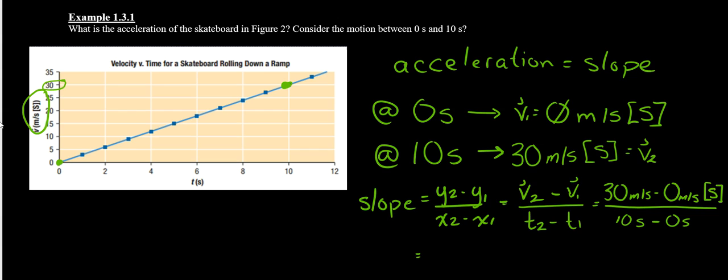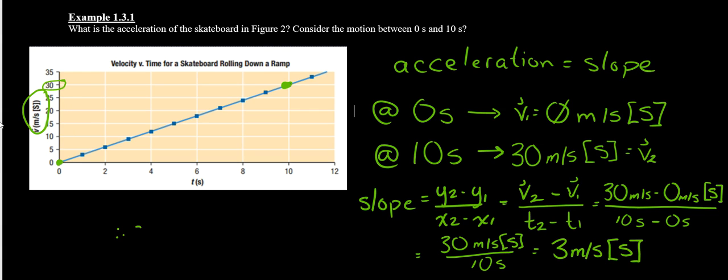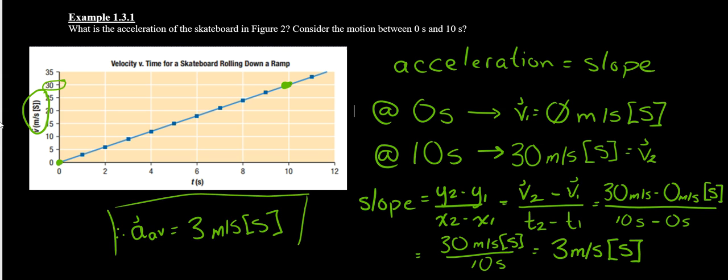That gives us 30 meters per second south divided by that total time of 10 seconds. So our average acceleration over that time is 3 meters per second south. You'll notice that the sig figs in this graph are only 1, so therefore our acceleration over the time of 0 to 10 seconds is 3 meters per second in the south direction.